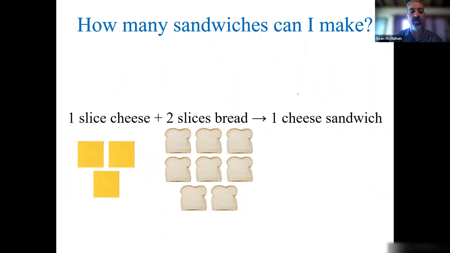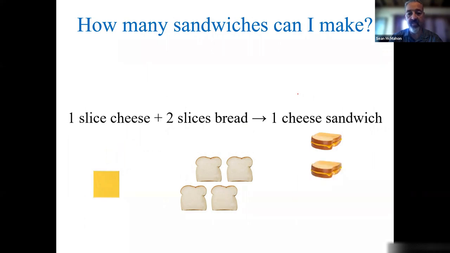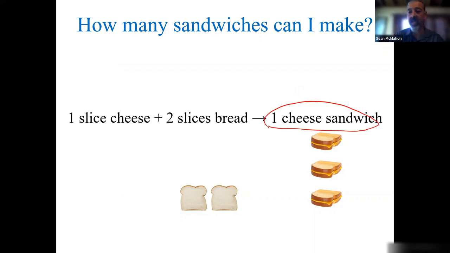And what if I don't always have an exact 1 to 2 ratio? So here's an example. I know 1 slice of cheese and 2 slices of bread make 1 cheese sandwich. How many cheese sandwiches can I make if I don't have perfect ratios? Well, let's take a look. 1 slice of cheese, 2 slices of bread, 1 sandwich. 1 slice of cheese, 2 slices of bread, another sandwich. 1 slice of cheese, 2 more slices of bread, another cheese sandwich. So essentially, I still have 2 slices of bread left, but I don't have any cheese. So I can no longer produce any more cheese sandwiches.